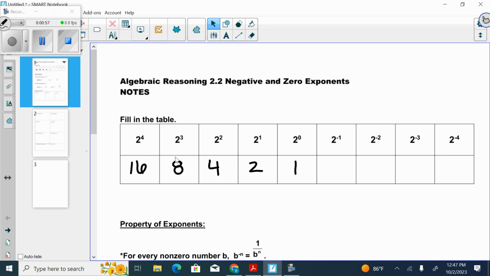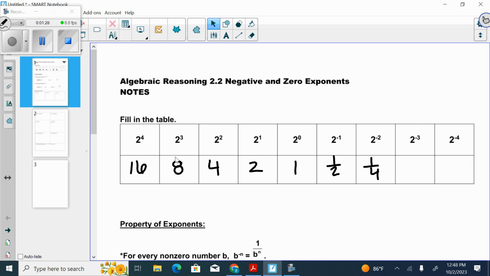Then put in 2 to the -1 exponent. What is it? 0.5, okay. And change 0.5 into a fraction for me. 1/2. Okay. What about 2 to the -2 exponent? What's that? Okay, and what's that as a fraction? 1/4.